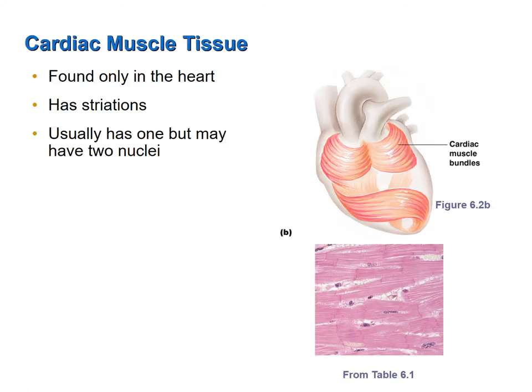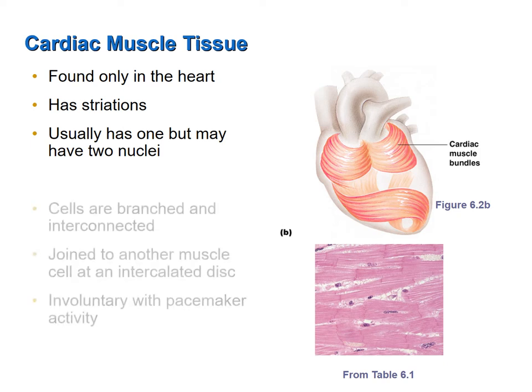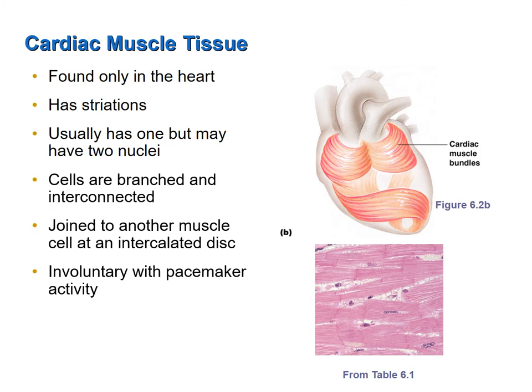Cardiac muscle tissue is only found in the heart. If you look at the tissue under the microscope, you will notice that it has striations or a banding pattern, and this is because of the alignment of the myofilaments. Cardiac muscle cells typically only have one nucleus, however, sometimes they will have two nuclei. The cells are branched and interconnected, and the cells are joined to one another by an intercalated disc. The intercalated disc is a combination of a gap junction and desmosome.